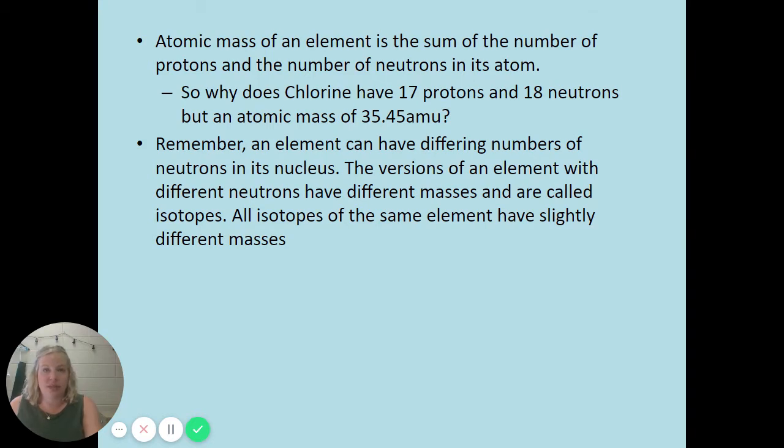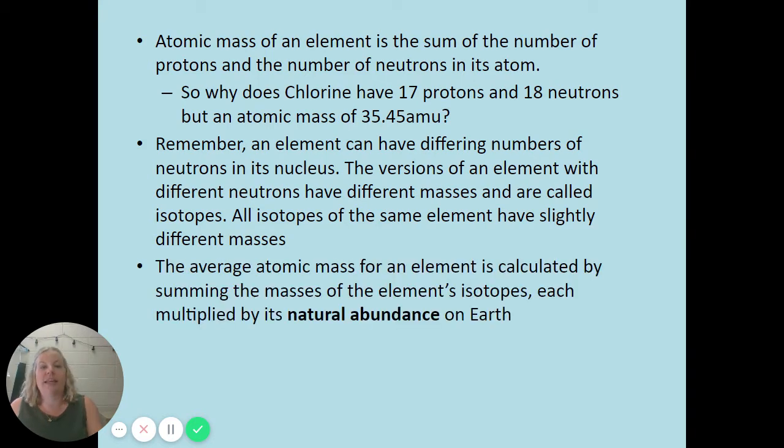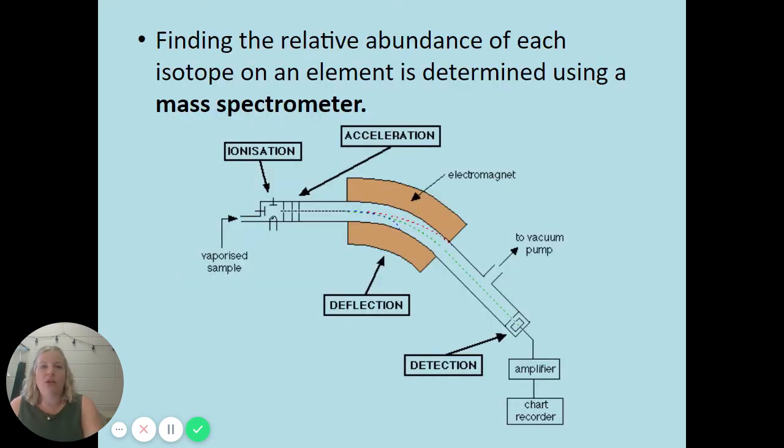Different isotopes exist for each element. And then, like I said, the average atomic mass is calculated using something called the abundance of an element. The abundance essentially is just the percentage of each element that we have present in the world. And the way that we calculate or figure that out is using a machine called a mass spectrometer.